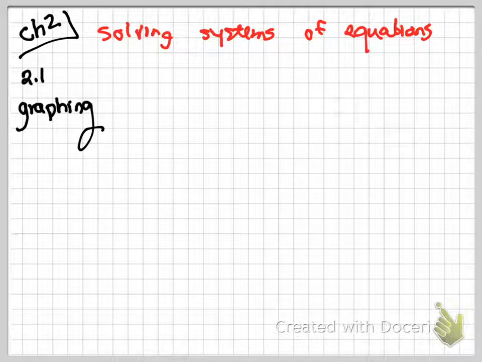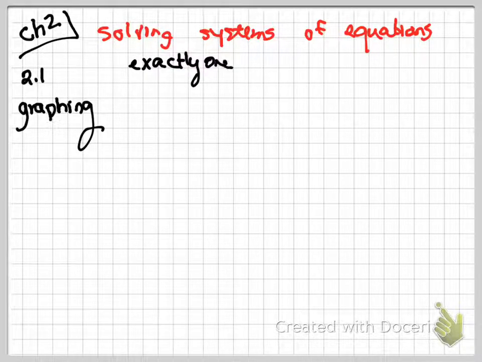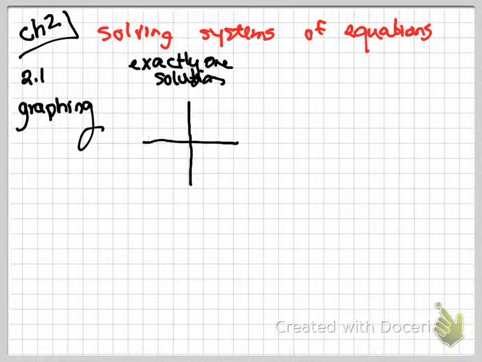When we solve systems of equations by graphing, there are three possible outcomes. One possibility is that there is exactly one solution to our problem. If I have exactly one solution, what that looks like is, let's say I have one line, the equation y equals x. And then I have another line.